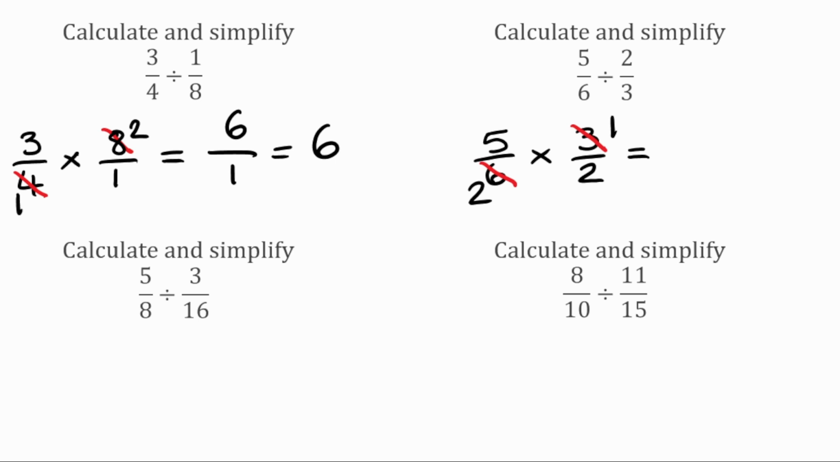So now multiplying across, we've got 5 multiplied by 1, which is 5. And then 2 multiplied by 2, which is 4. So this fully simplified would just be 5 over 4.